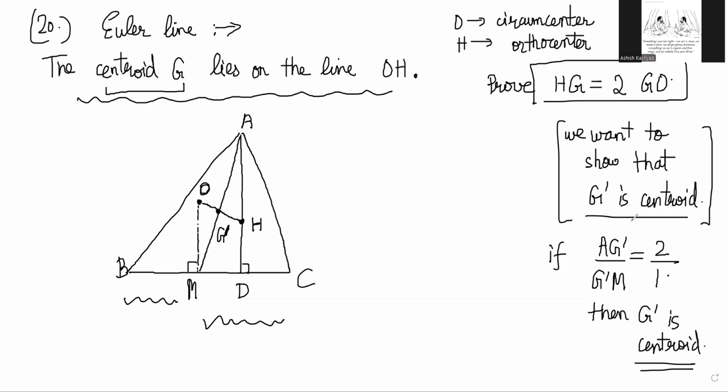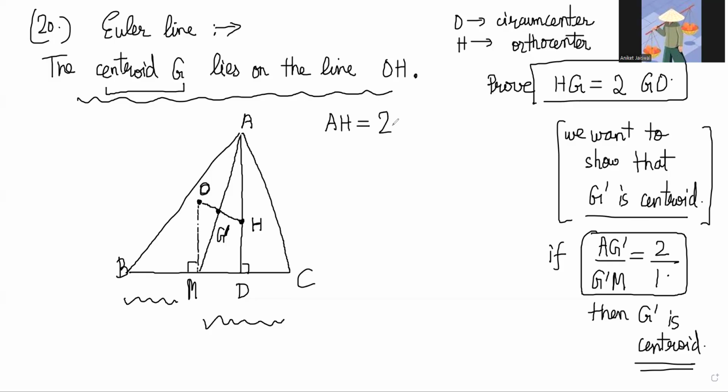Okay. So we want to show this AG dash by G dash M is 2:1. If you remember, we know the AH distance. What is AH? 2R cos A. Yes, 2R cos A, not R cos A. What is OM?